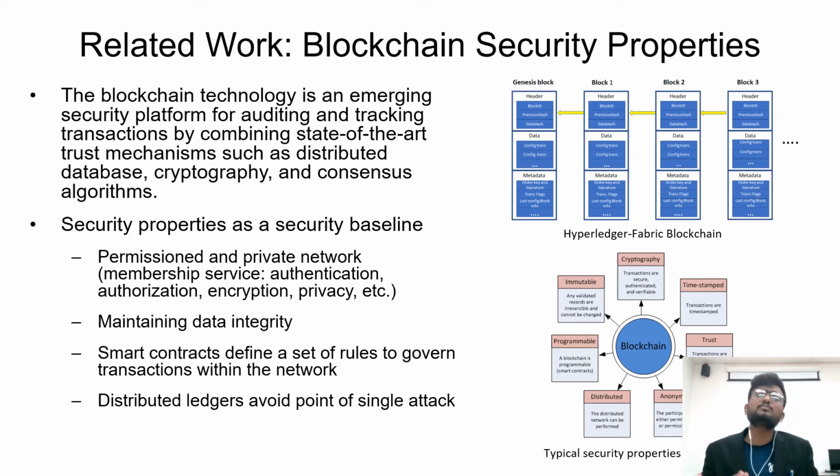This is also called distributed ledger technology, and the technology that we have used for the paper is Hyperledger Fabric blockchain. Some of its properties are that it is permissioned, it's a private network, and we maintain data integrity. Smart contracts define a set of rules that govern the transactions within networks, so transactions should follow these rules. The distributed ledgers avoid a single point of attack, whereas with centralized servers, if a single point of attack happens, everything fails. This doesn't happen here.